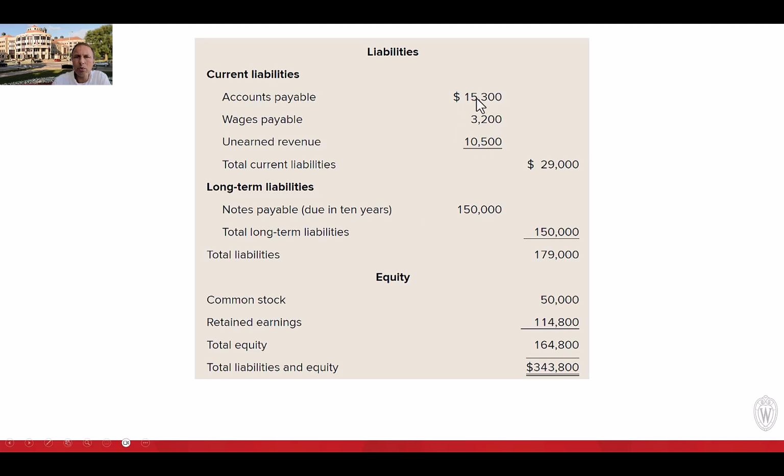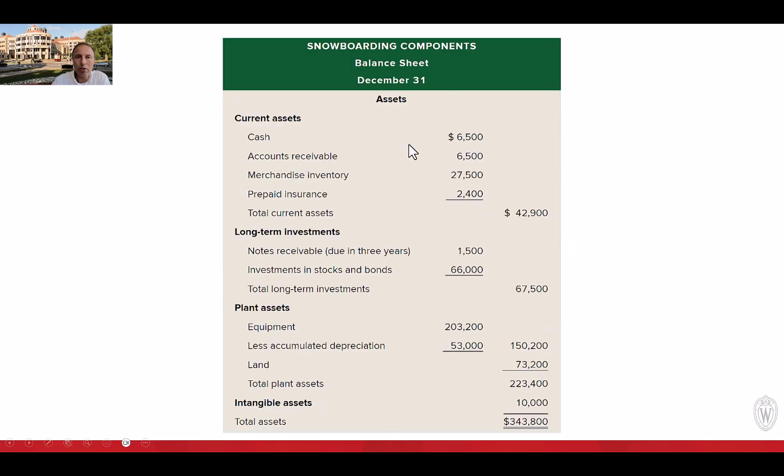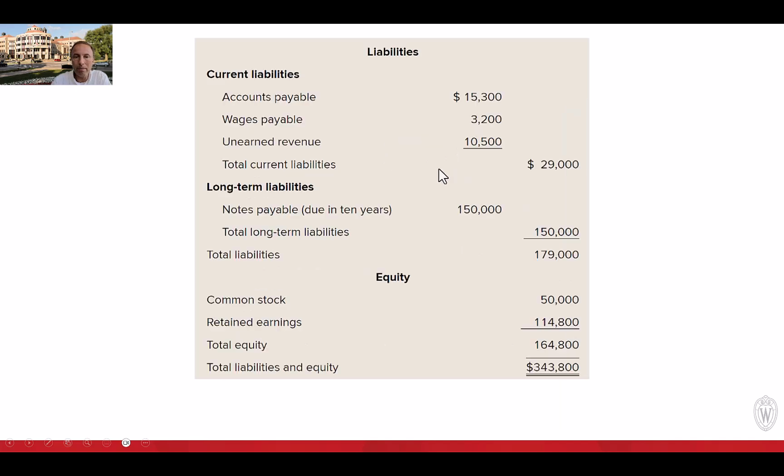There's no hard and fast rule on what order you put current liabilities in. It's not as picky as our current assets. Remember, one more time, current assets, we put them in order of liquidity. Current liabilities, we don't really have to put them in any specific order. We've got our long-term notes payable due 10 years from now, and then our equity section, we've got common stock and retained earnings. So that's a snapshot of a classified balance sheet where we take our assets and liabilities and put them into different categories. And when you start seeing real-life financial statements in this class later on, you'll see them in a classified balance sheet format.